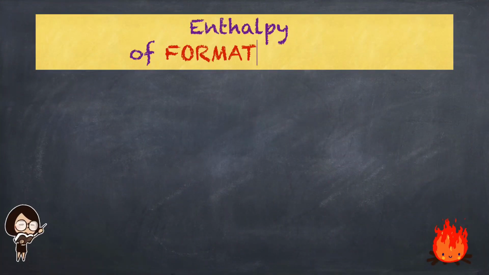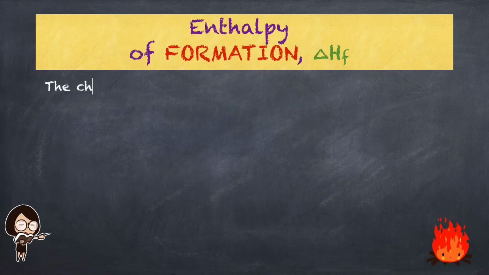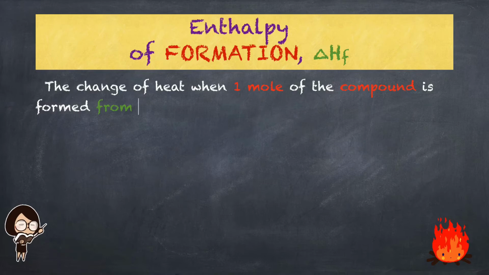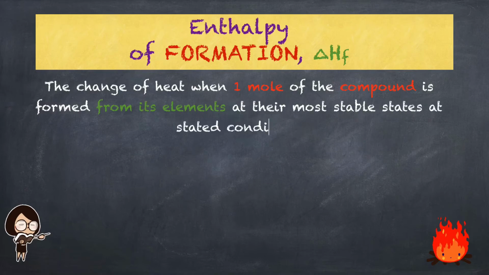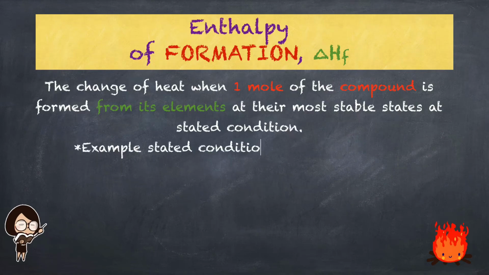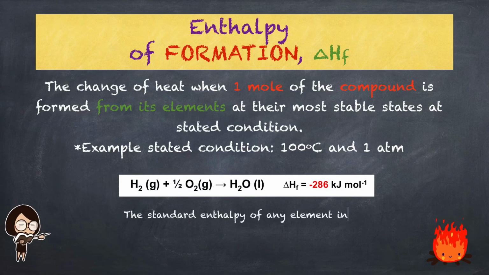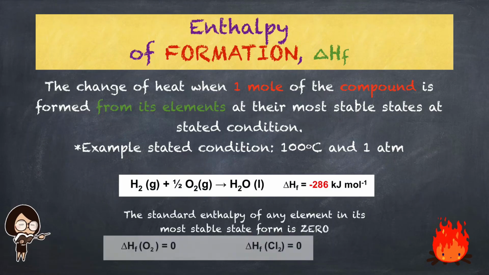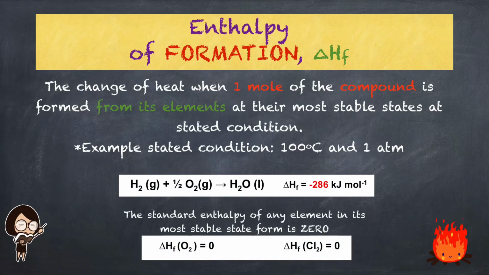Enthalpy of formation, delta H F. Enthalpy of formation is the change of heat when 1 mole of the compound is formed from its elements in their most stable states at stated condition. Example of stated condition is 100 degrees Celsius and 1 atm. The standard enthalpy of any element in its most stable state form is 0.